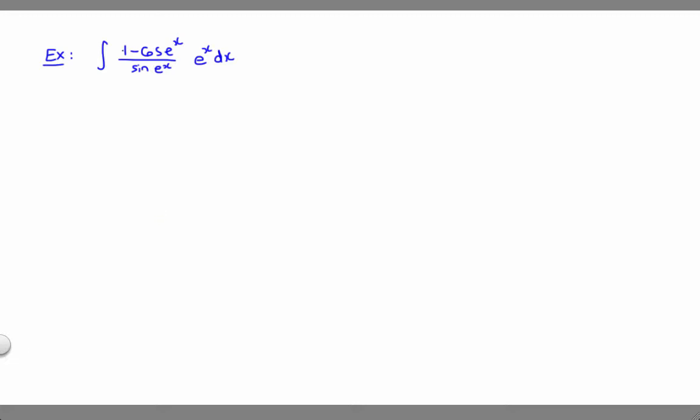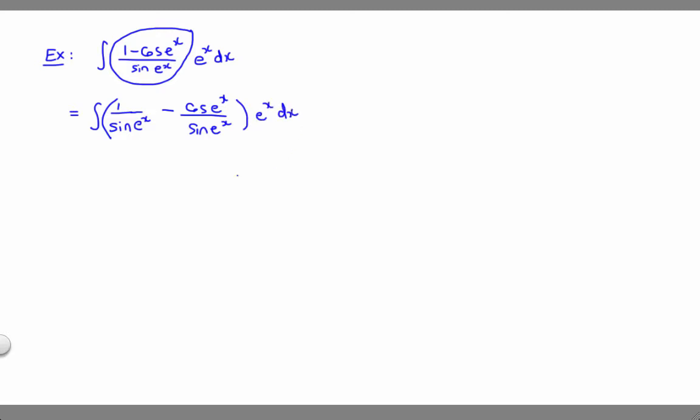So here's our second example, the integral of 1 minus cos of e to the x over sine of e to the x, times e to the x dx. Well, right now this doesn't look like any of our basic trig integrals. First thing I would suggest doing is just focusing on this fraction here. We've got a single term in the denominator, so we can rewrite this fraction as two separate fractions. We could say it's 1 over sine of e to the x minus cos of e to the x over sine of e to the x. Put all this stuff in brackets, and that's still being multiplied by e to the x dx.